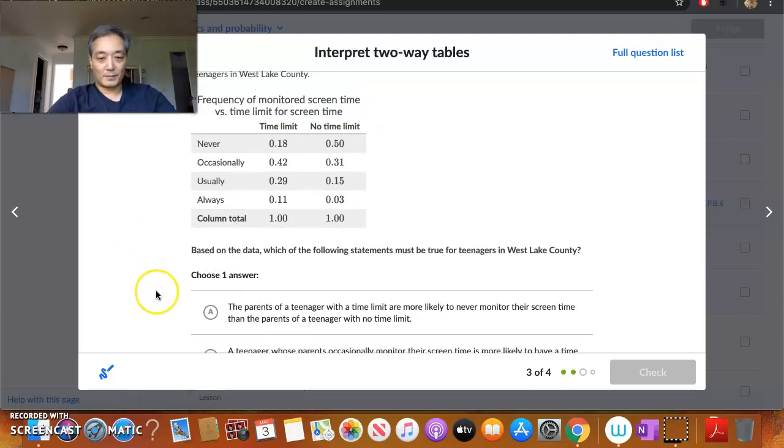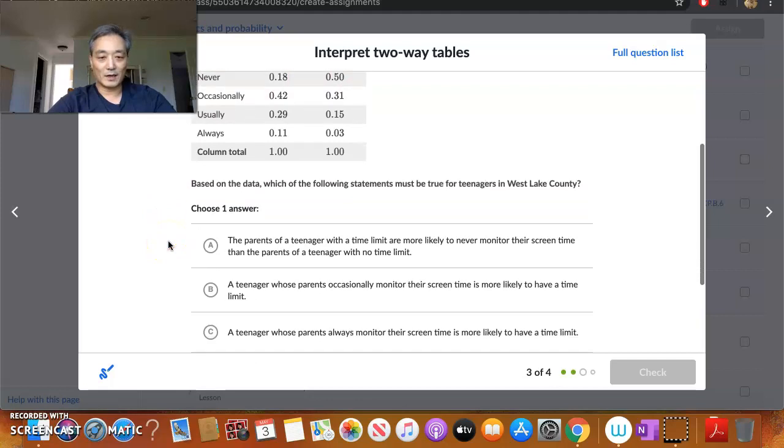Choice A. The parents of a teenager with a time limit are more likely to never monitor the screen time than the parents of a teenager with no time limit. Again, it's trying to make a comparison between the parents who give a time limit as opposed to parents who don't. So A, we cannot make any inferences. Again, this is only column.